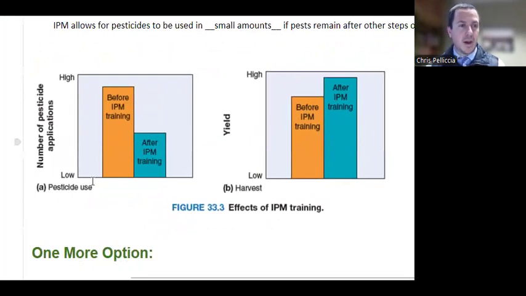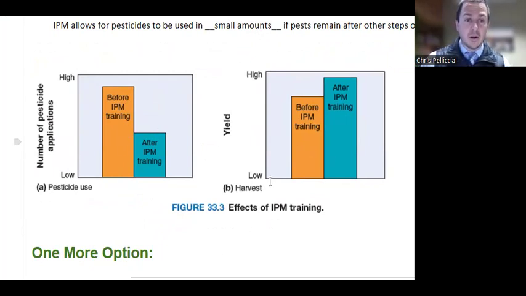Where again, if we're looking at the number of pesticide applications before using integrated pest management, pesticide use was quite high, whereas afterwards pesticide use was quite a bit lower. And you can imagine if there's health consequences of that pesticide use or environmental consequences, this would be beneficial.